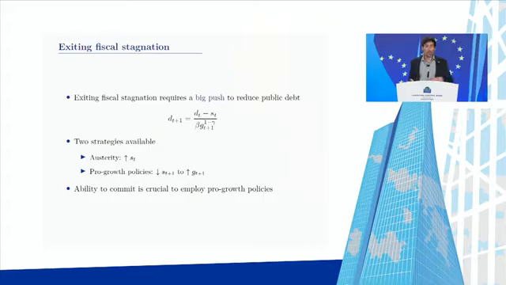Or you can use a more pro-growth approach. So you can convince people that taxes will be lower in the future. If people believe you, they will invest more, growth will pick up, and that will reduce the debt to GDP ratio. Of course, you would like to get out of fiscal stagnation using pro-growth policy. You would like growth to be higher. But that might not always be possible, especially if the government doesn't have the ability to commit.